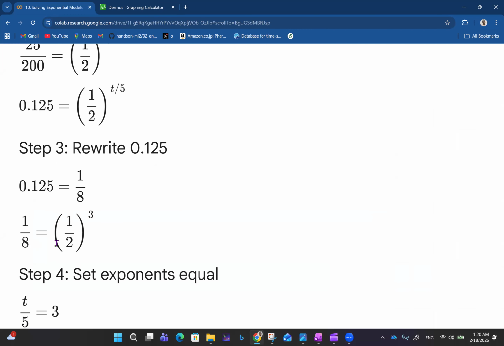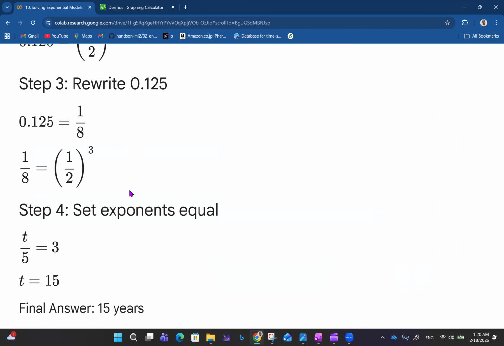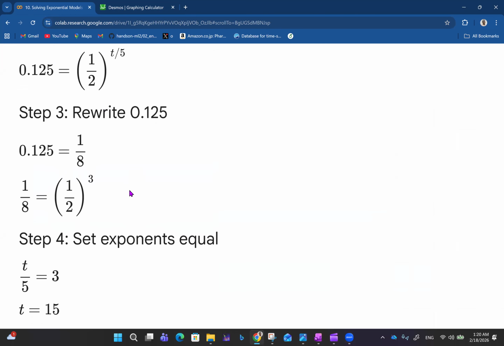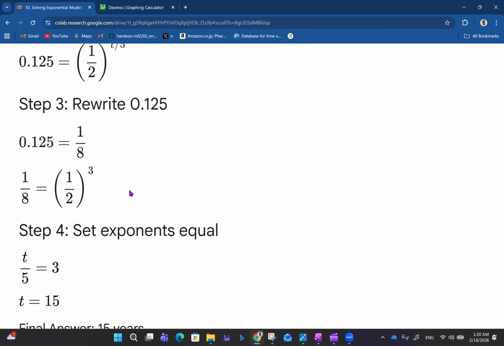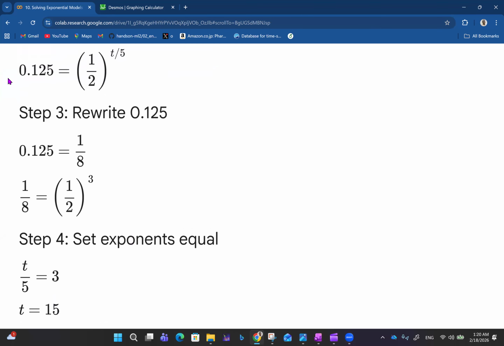So that 1 over 8 is equal to 1 over 2 raised to the power 3. So you see, this is us making sure we have a similar base. So in this case now, on the right-hand side, okay, I think I may need to step in here. So I'll take it up from here now. Okay, 0.125 equals 1 over 2 raised to the power t over 5.